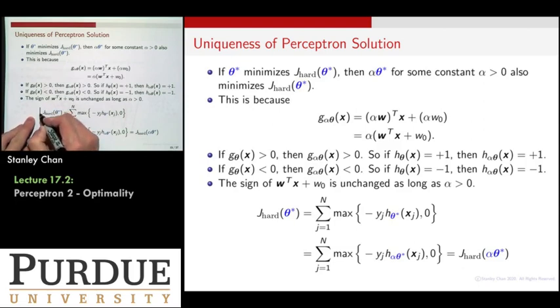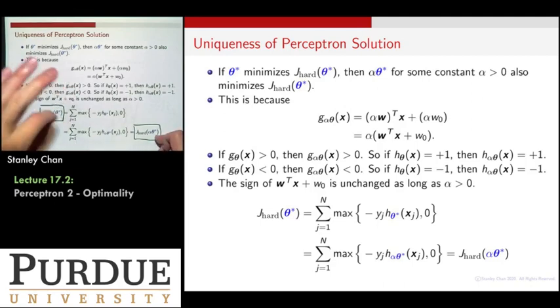I want to show you that on the left-hand side, you have this hard loss function evaluated at theta star. And then on the right-hand side, I want to show you that it is the hard loss function evaluated at alpha times theta star. So one is the scaled version of the other. Going through all these proofs, you can see that the left-hand side equals the right-hand side. And therefore, you have no unique solution. Okay? All right, so putting an alpha here.